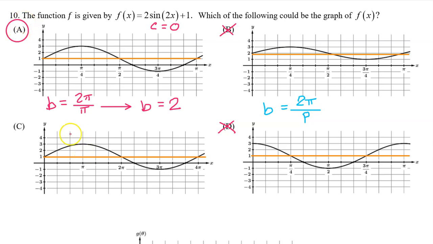But let's follow through and look at option C. For option C, the period is 4 pi. So the b value would be 2 pi divided by 4 pi. And that gives us a b value of 1/2 because the pi's cancel out and 2 over 4 reduces down to 1/2, which is not a match. So C cannot be the answer.